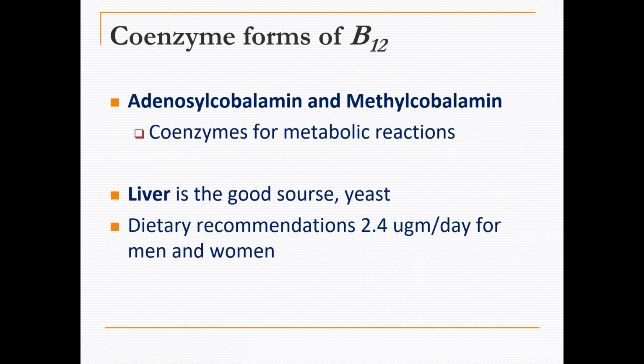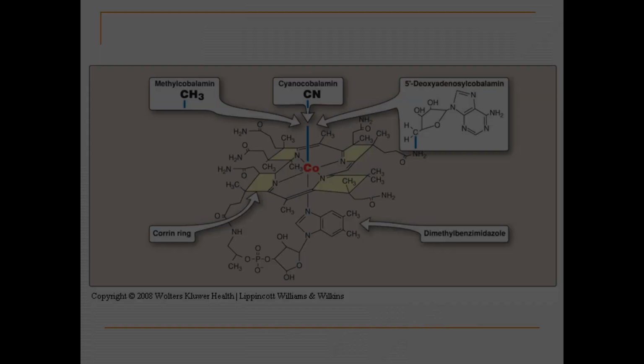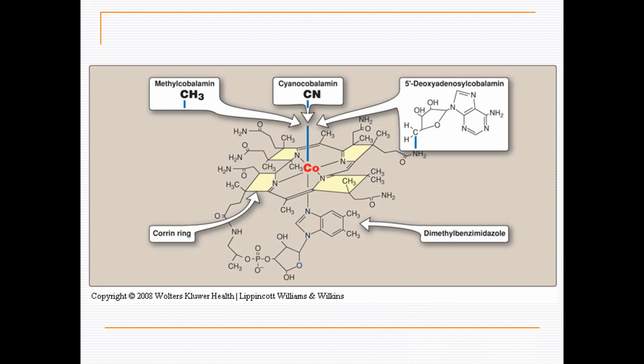Coenzyme forms of B12: adenosylcobalamin and methylcobalamin are coenzymes for metabolic reactions. Liver is a good source, and the dietary requirement is 2.4 micrograms per day for men and women. This is the structure of vitamin B12. This is the corrin ring. When the R group is attached to cyanide, it's called cyanocobalamin. When a methyl group is attached, it's called methylcobalamin.